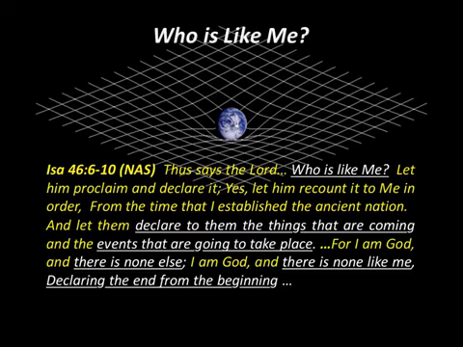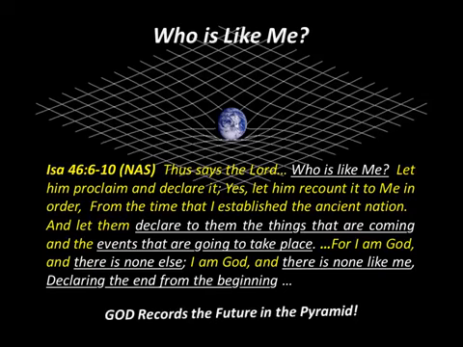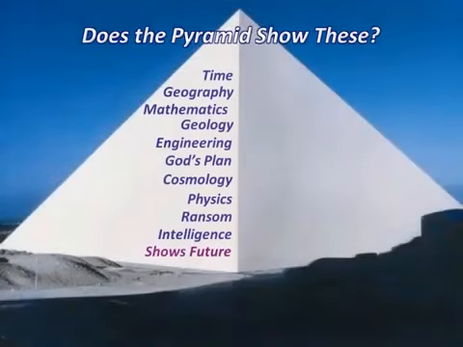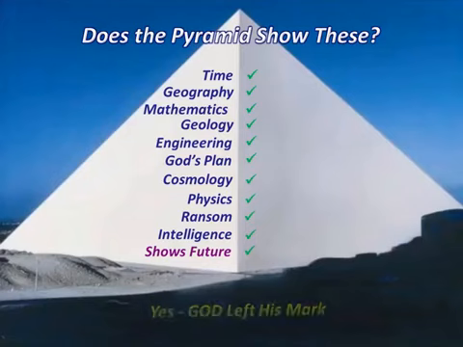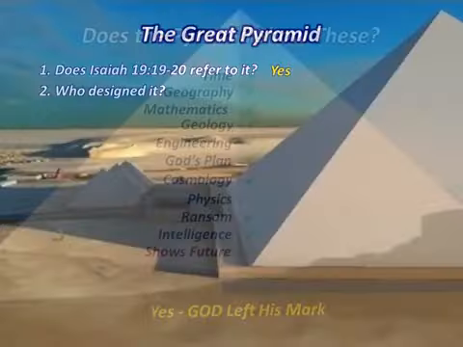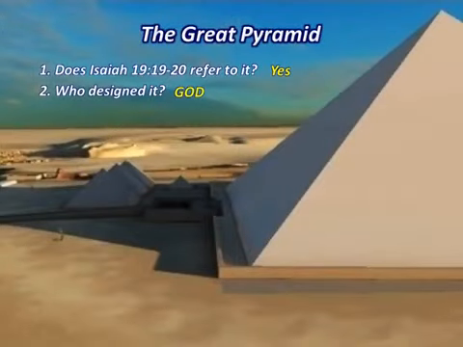And so God's challenging him and saying, who else can do this? Only God can do it. Who could represent the meter centuries before it was designed? Who could represent the mile before it was ever a measure? And so God records the future in the pyramid. Does the pyramid show these characteristics that we talked about? Time, geography, mathematics. These are all the things that Job 38 revealed, and God said, who can know this? Only God. God left his mark. And so who designed it? We feel it definitively. It was God.